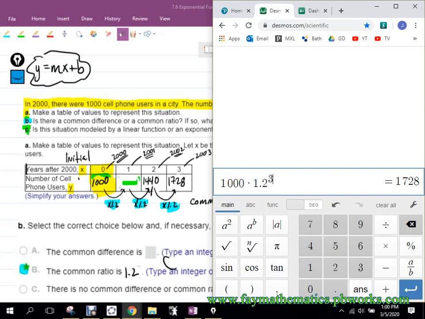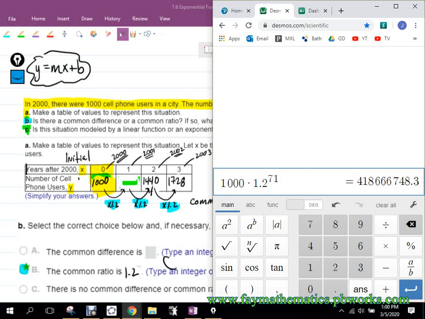But if I know that 0 through 3 are showing me exponential, now if I want to know year 10, the idea of having this formula says in year 10, that's how many people are going to be using cell phones. Does that make sense? Or if I want to go to year 71, that's how many people are going to have cell phones. Does that make sense, everybody?